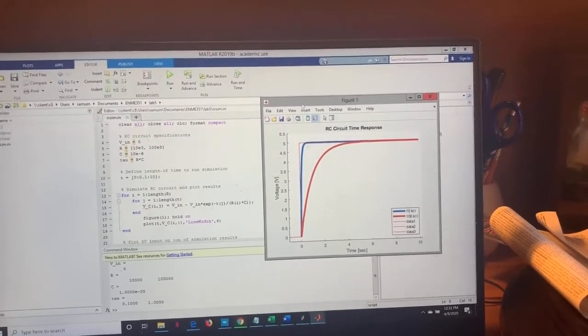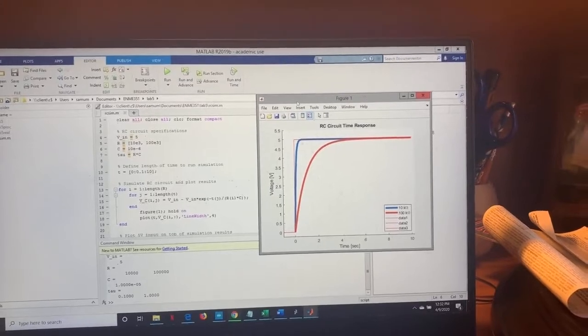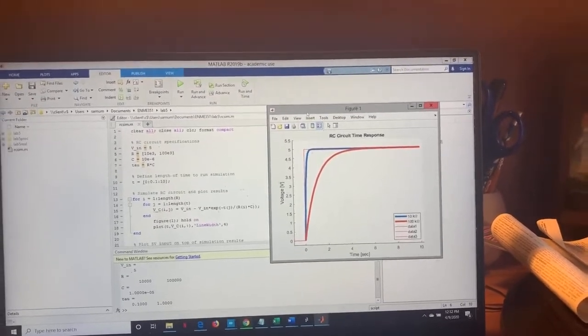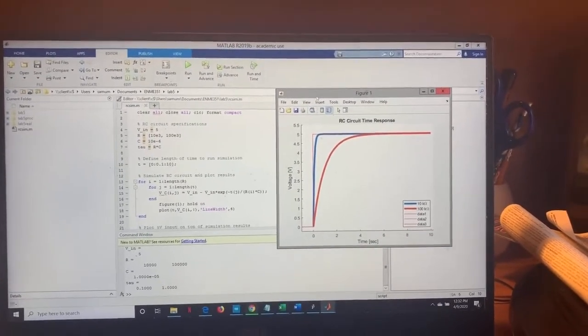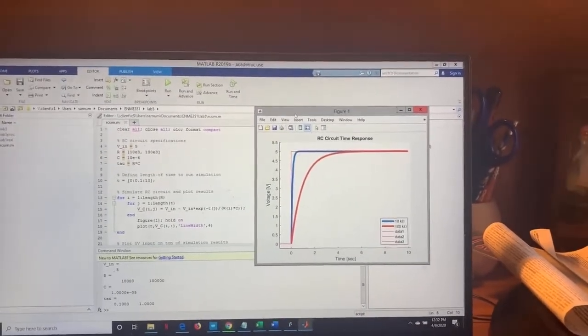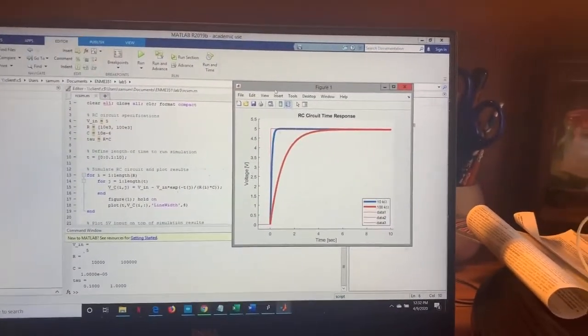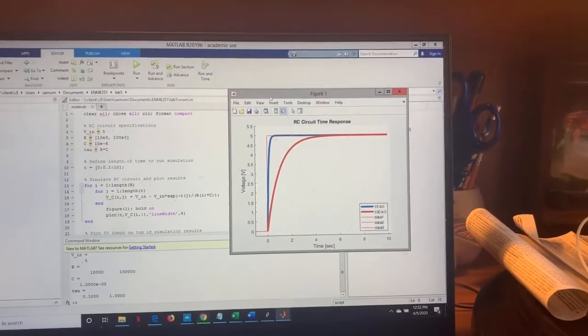Starting off looking at the MATLAB RC simulation code, you notice that the plots are modeled by the voltage across the capacitor equals the voltage in times 1 minus e to the negative t over tau, where tau equals R times C. So you'll notice from the plot that the graph of the 10 kilo ohm resistor reaches the final Vin value much quicker than that of the 100 kilo ohm resistor.